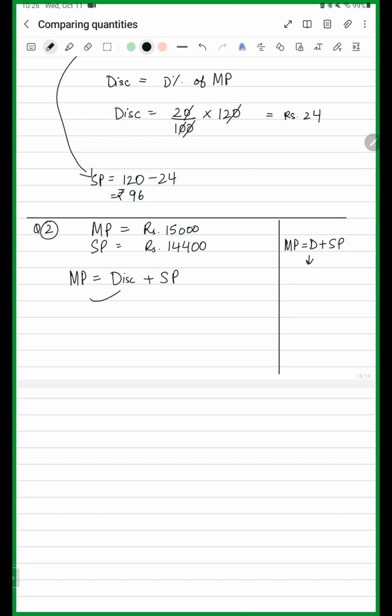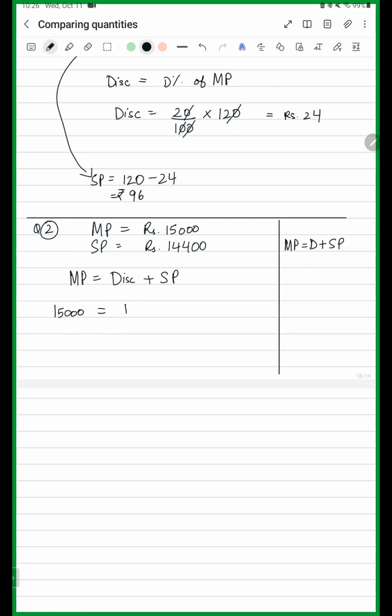So as you said, we will take the discount to the other side. MP minus discount will become SP. So now let's put all the values. Actually, no, you will not take discount to the other side. You will take SP to the other side because discount is what we need to find. MP is how much? First, write MP. MP is 15,000.